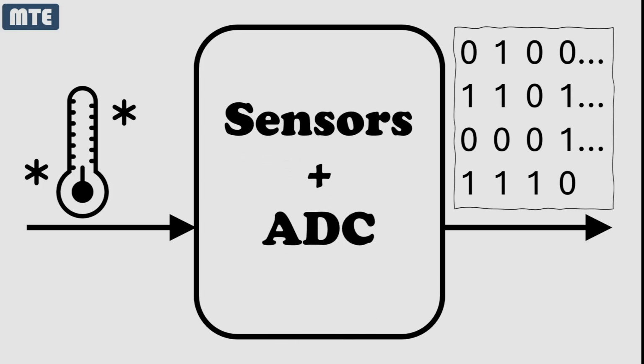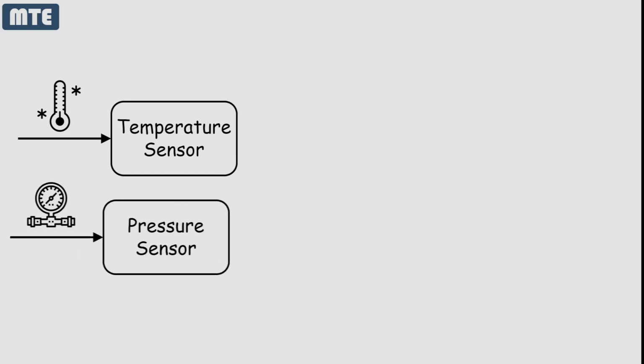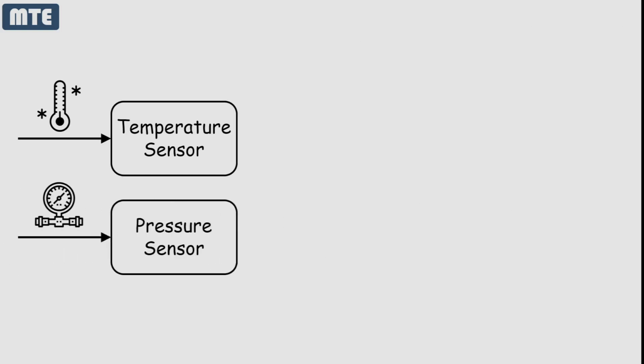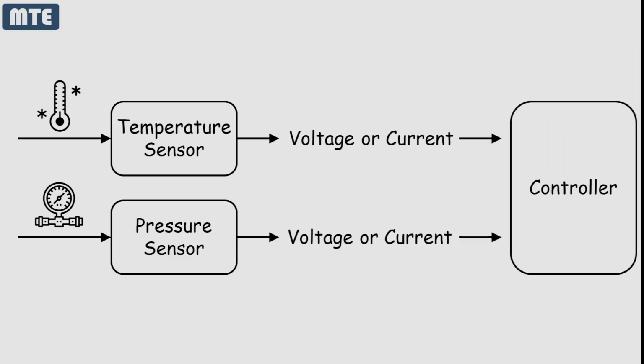To read analog values, processors rely on sensors. For instance, a temperature sensor measures heat and generates an electrical signal proportional to the temperature. Similarly, a pressure sensor might detect the liquid level in a tank. Sensors typically output an analog signal, such as voltage or current, to transfer their measurements to a controller. The choice between voltage and current depends on the application and environmental conditions.